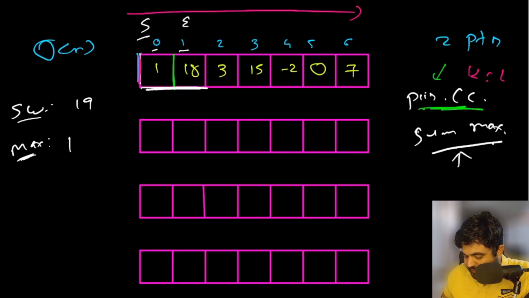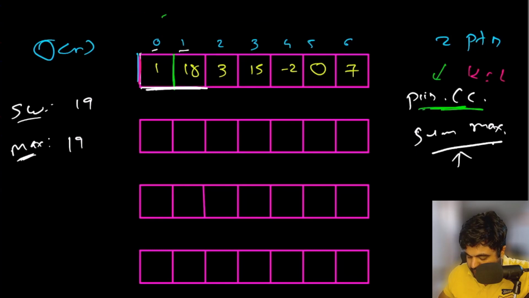So in this case, currently the maximum window sum we have found is 19. Okay, now we need to check other sliding windows. So what we are going to do is start plus plus and end plus plus, so our starting and ending pointer is going to be updated. So now this is going to be our new starting and new ending pointer.